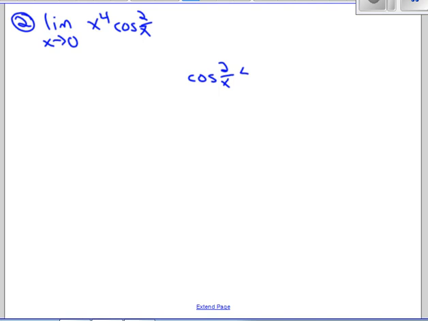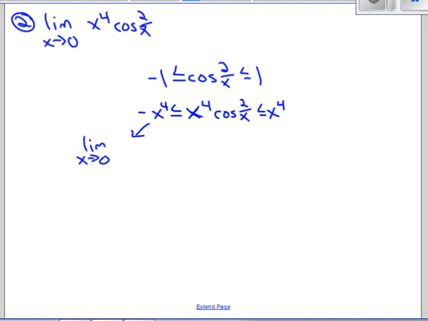And the way we do that is with the squeeze theorem. So I'm going to say cos of 2 over x, whatever the angle was in the question, lies between negative 1 and 1. Now, I need an x to the 4th out front. So I'm multiplying my cos of 2 over x by x to the 4th, which means multiplying each of the ends.